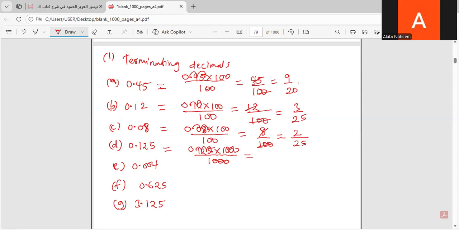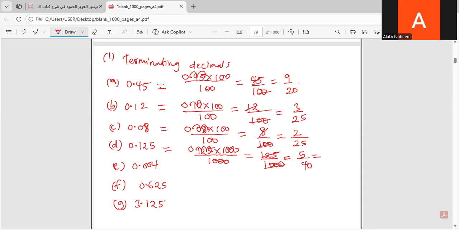So it's now a whole number. 125 over 1,000. So is this the lowest term? Can we divide by 5? Even by 25. 125 divided by 25 is simply 5. 1,000 over 25 should be 40.